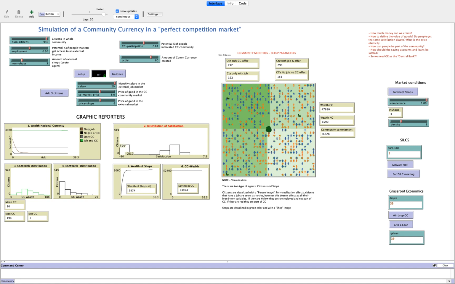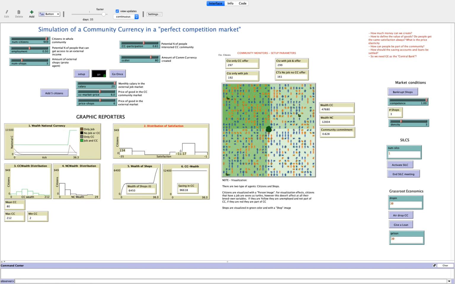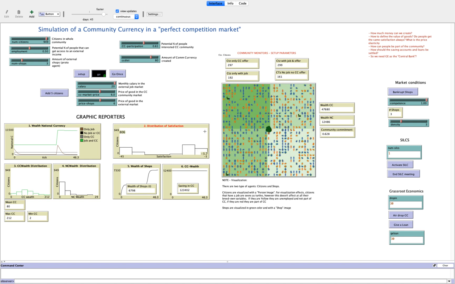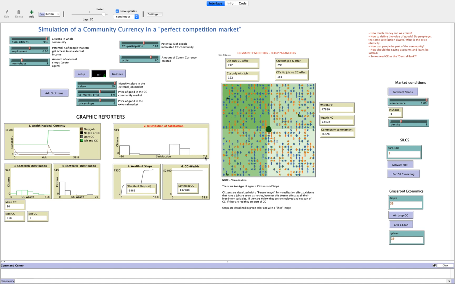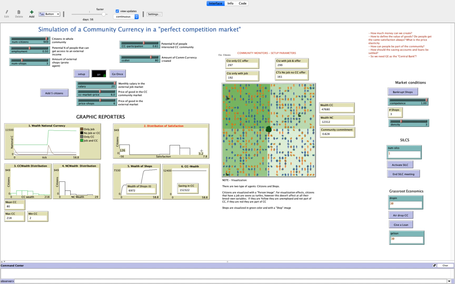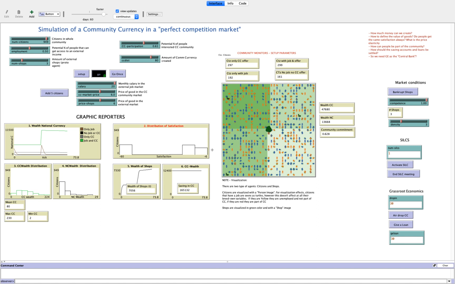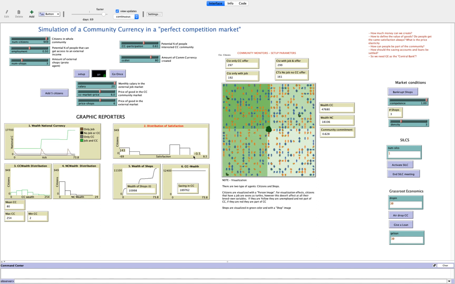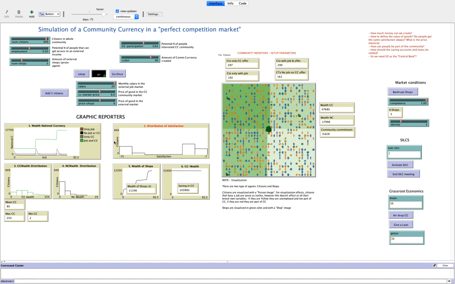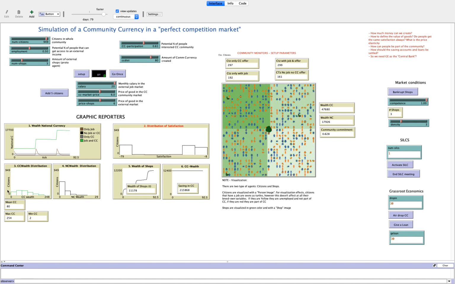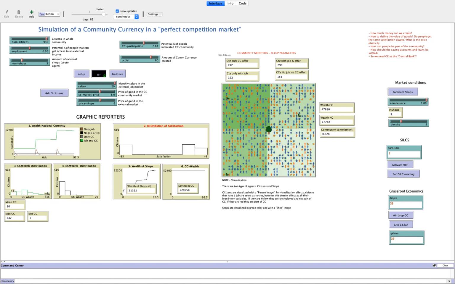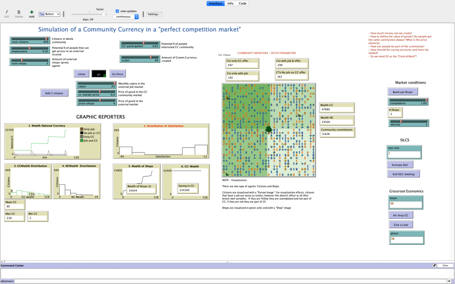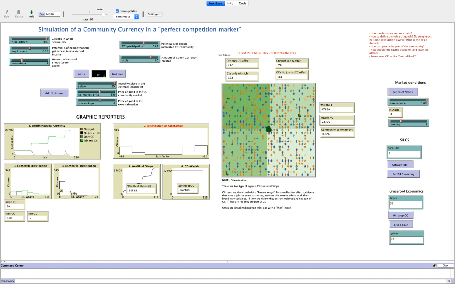We can see how the satisfaction distributes among citizens. So if these bars are at this side of the graph, it means that more people are satisfied, so the bigger your satisfaction. This is the number of citizens, and this is how much money citizens have. So people that are around here have a lot of money, people around here have low amounts of money. And the same with national currency.